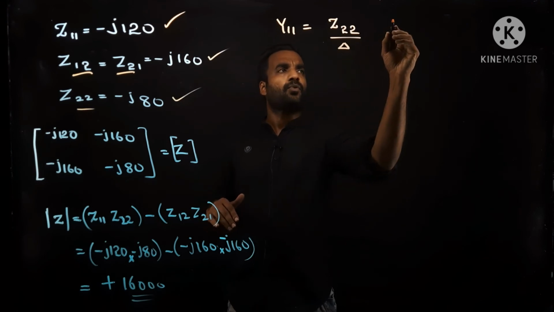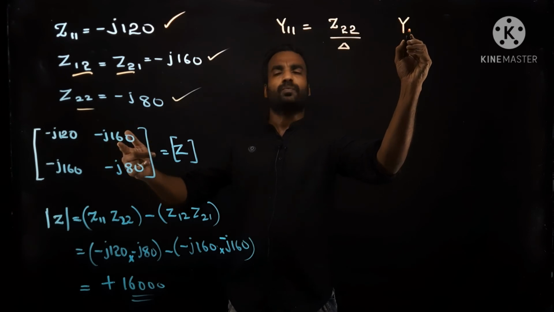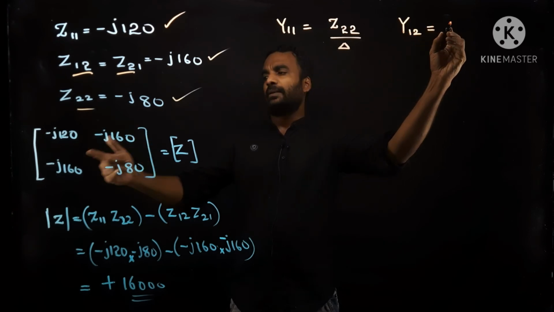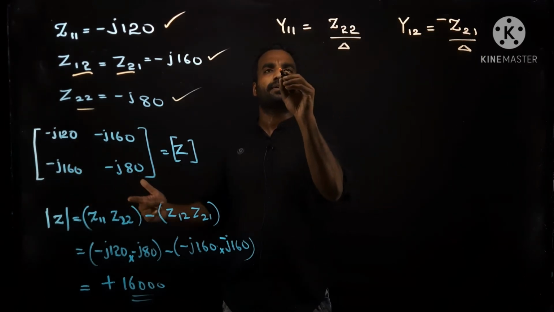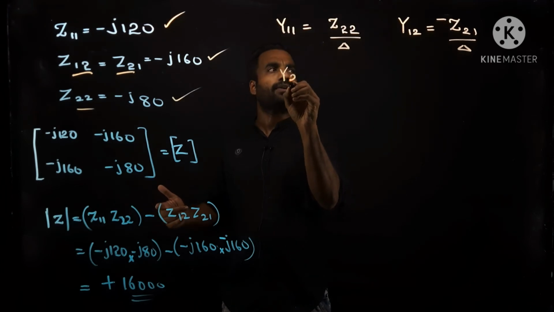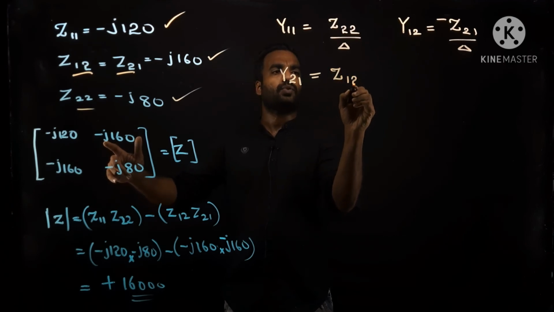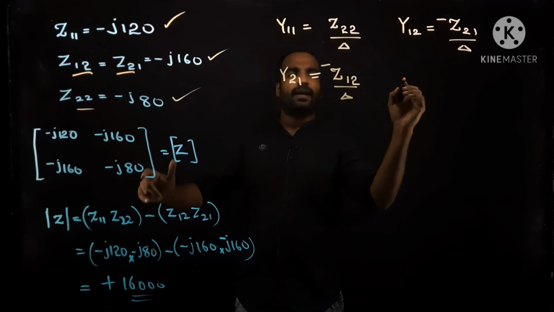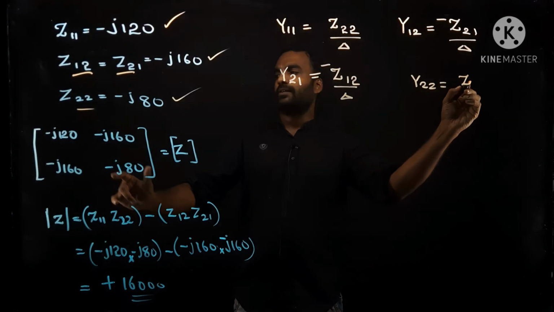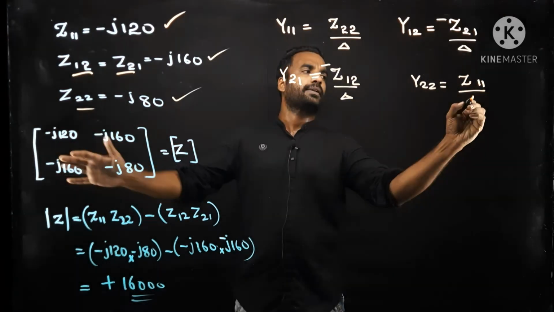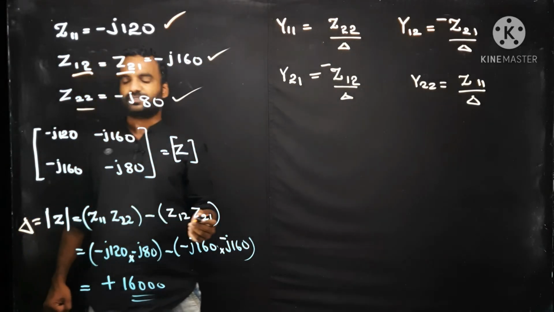Next, Y12 is equal to Z21 by delta with a minus sign. Next, Y21 is equal to Z12 by delta with a minus sign, and Y22 is equal to Z11 by delta. So for all these we need the determinant delta, or determinant of Z.